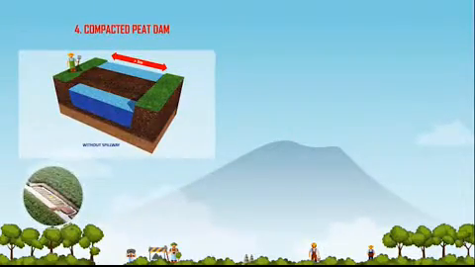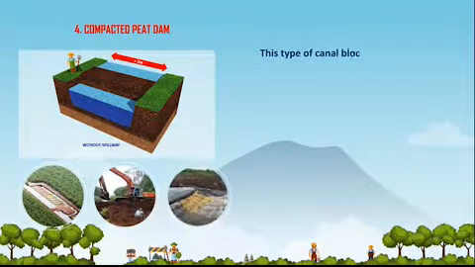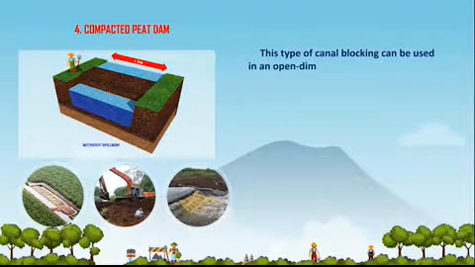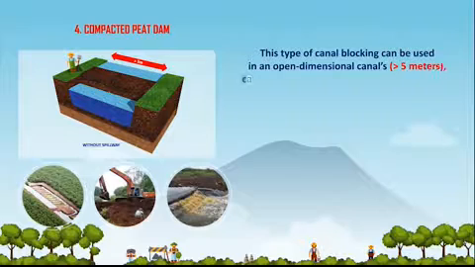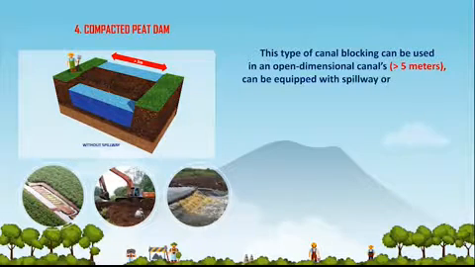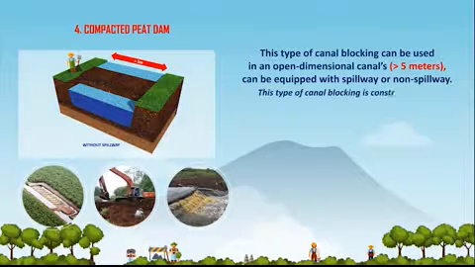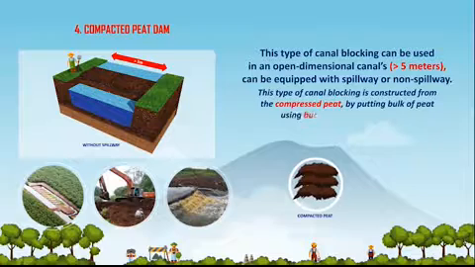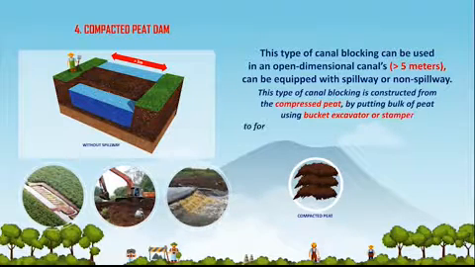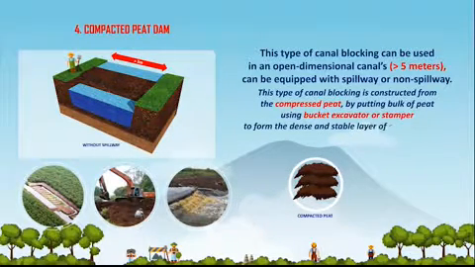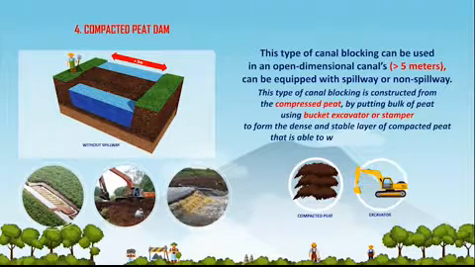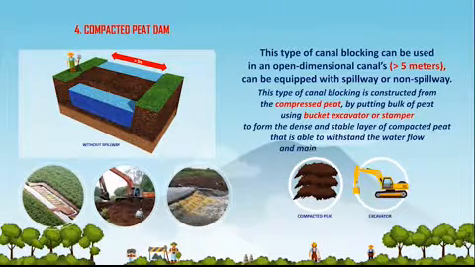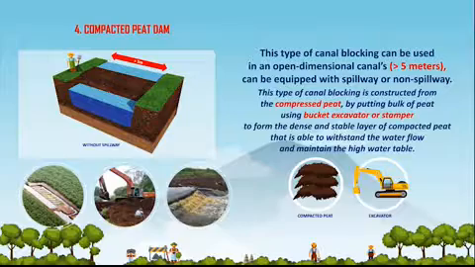Compacted peat dam. This type of canal blocking can be used in open canals with dimensions more than 5 meters, and can be equipped with spillway or non-spillway. This type of canal blocking is constructed from compressed peat by putting bulks of peat using a bucket excavator or stamper to form a dense and stable layer of compacted peat that is able to withstand the water flow and maintain the high water table.